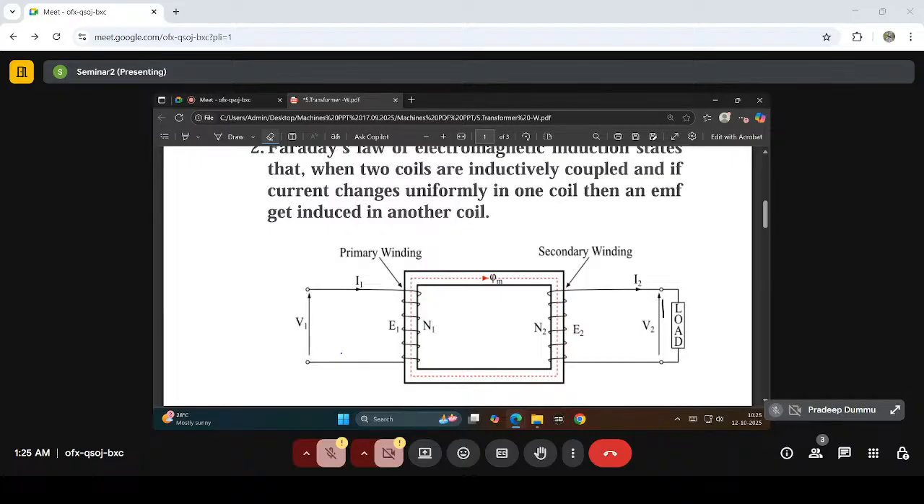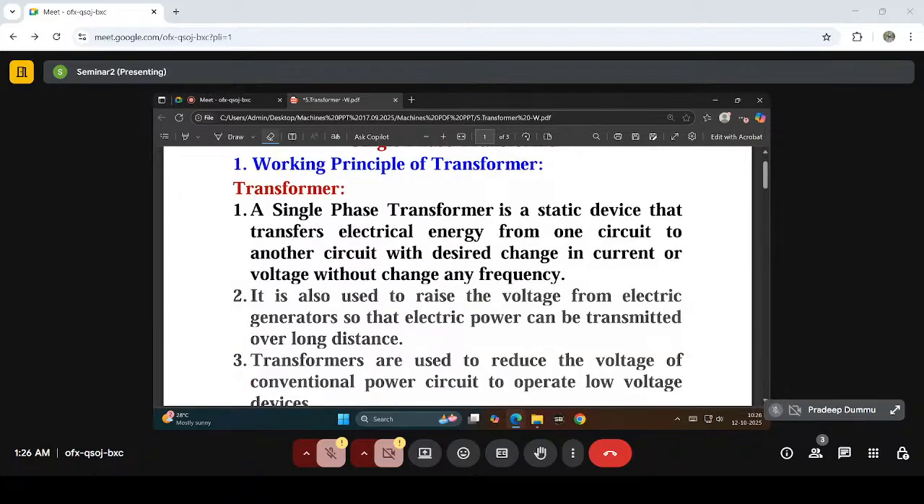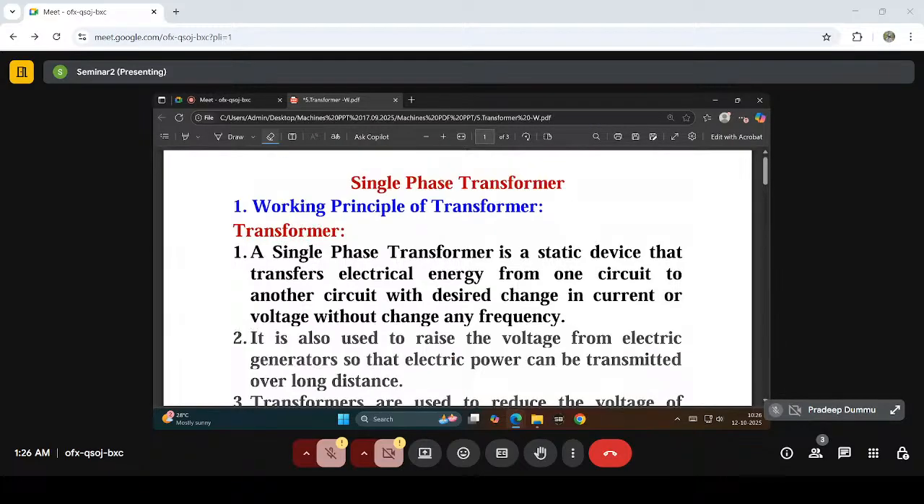This is the question. Explain the working principle of transformer. So from the exam point of view, this is a 7 marks question. Write the definition. What is the definition? Okay, a single phase transformer is a static device that transfers electric energy from one circuit to another circuit.